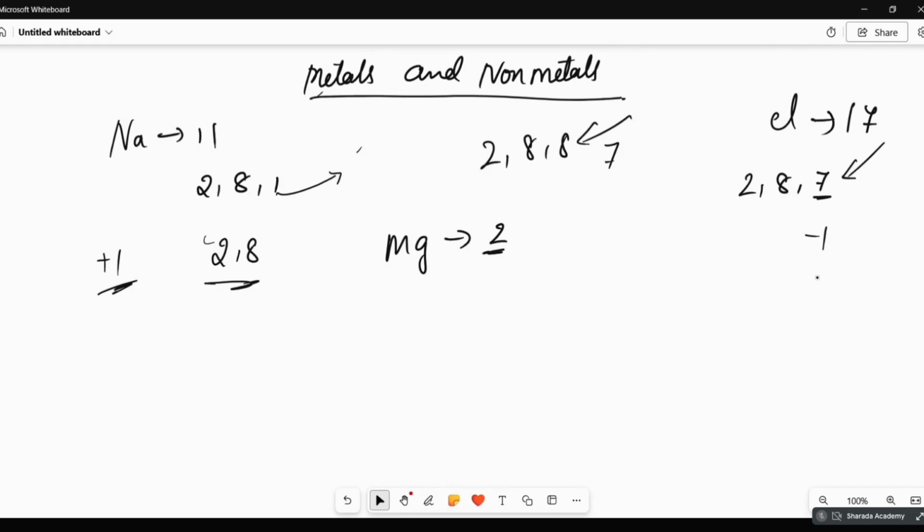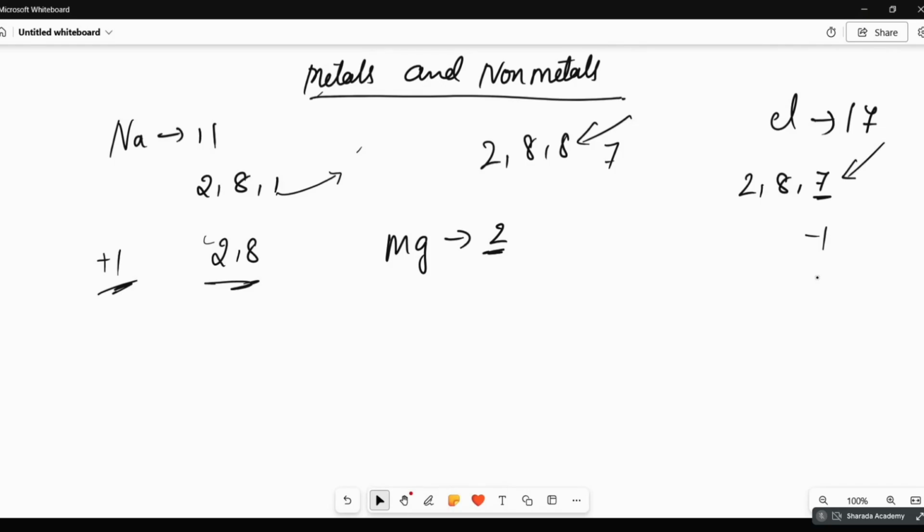So sodium, for example, and metals in general are electropositive in nature. That is, they tend to give away electrons to satisfy the octet rule, that is, 8 electrons in the outermost orbit. They usually have 1 or 2 electrons in the outermost orbit, which they can give easily. So they become electropositive in nature, whereas non-metals are electronegative in nature. That is, they tend to gain electrons in the outermost orbit.